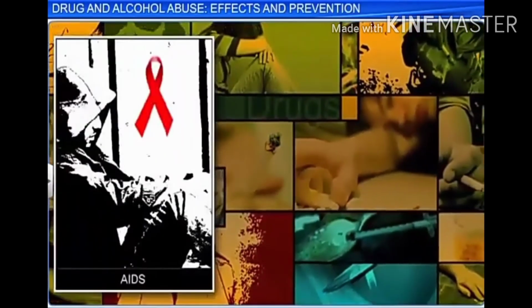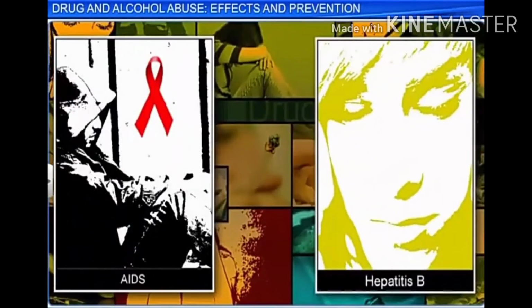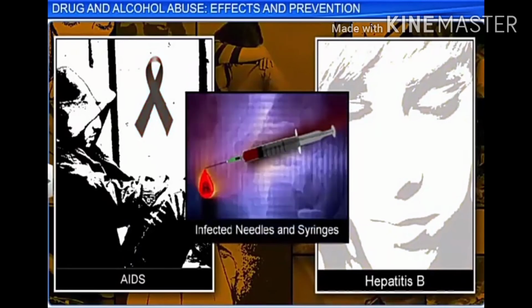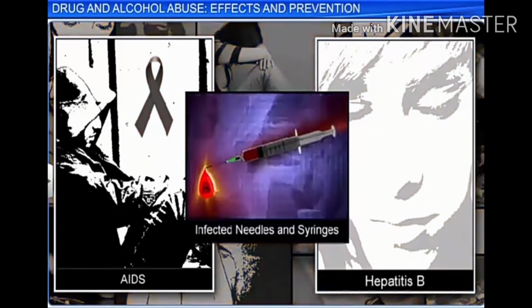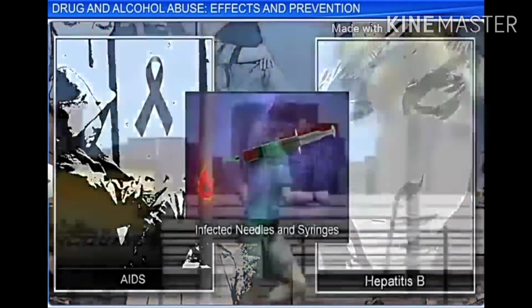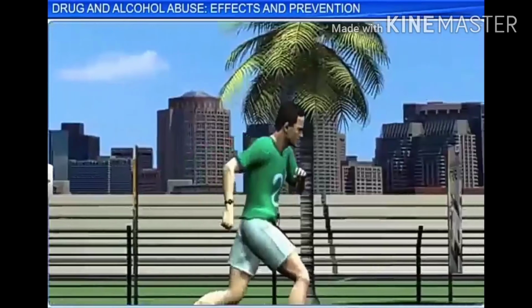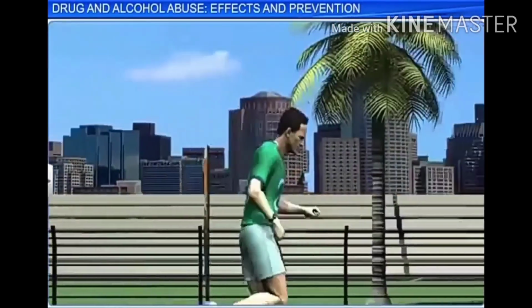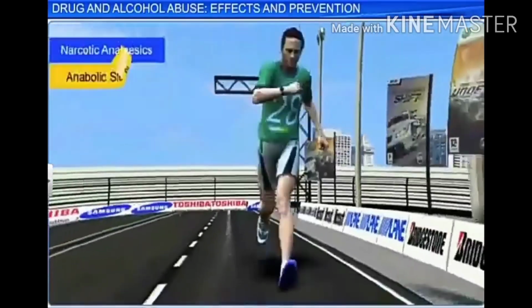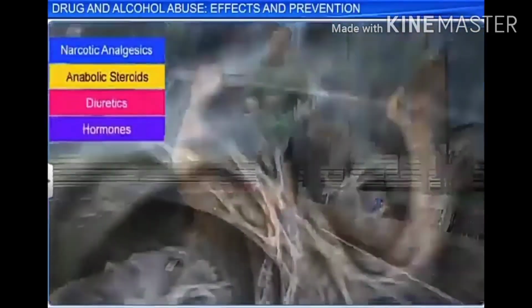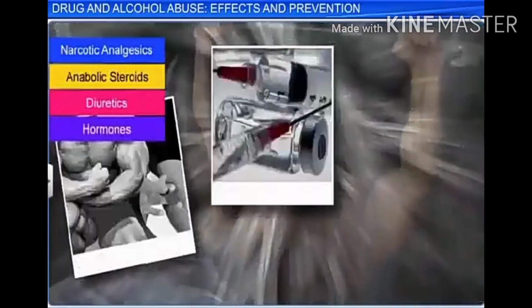Drug abusers who take drugs intravenously are also susceptible to fatal diseases such as AIDS and hepatitis B. Both these diseases can be transmitted to a healthy individual due to the sharing of infected needles and syringes. Sportspersons have also been known to misuse drugs to enhance their athletic performance. They take narcotic analgesics, anabolic steroids, diuretics, and certain hormones to increase muscle strength and bulk.